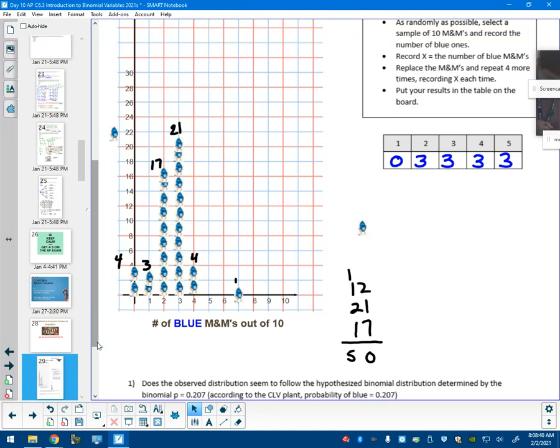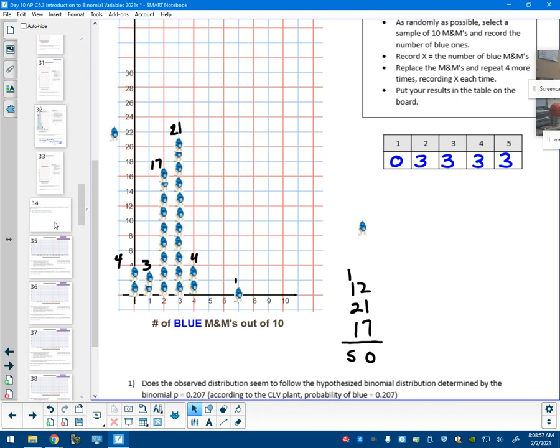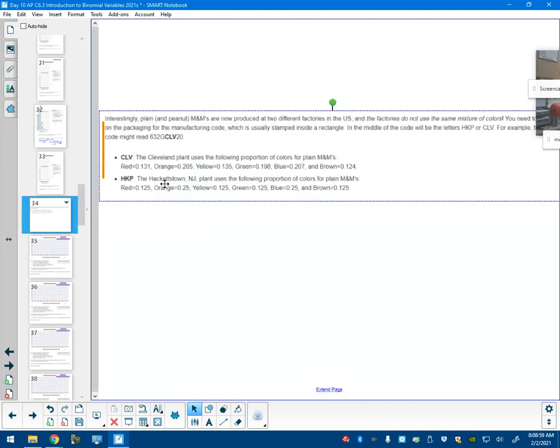I don't know if you know this or not, but they only produce M&Ms in 2 different places in the country. Did you guys know that? M&Ms are produced in Cleveland and in Hagerstown, New Jersey.